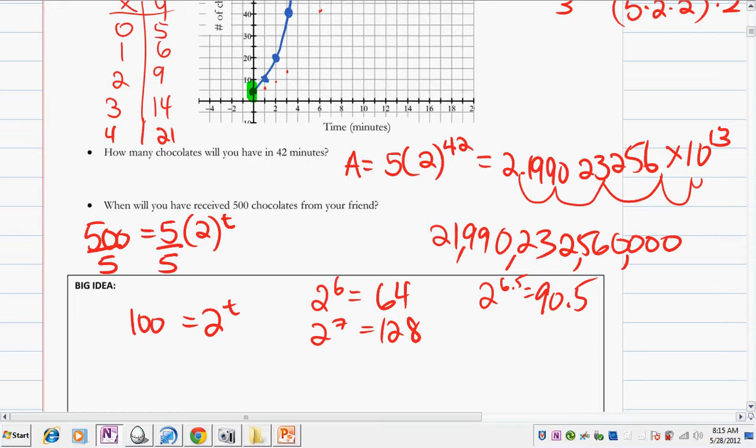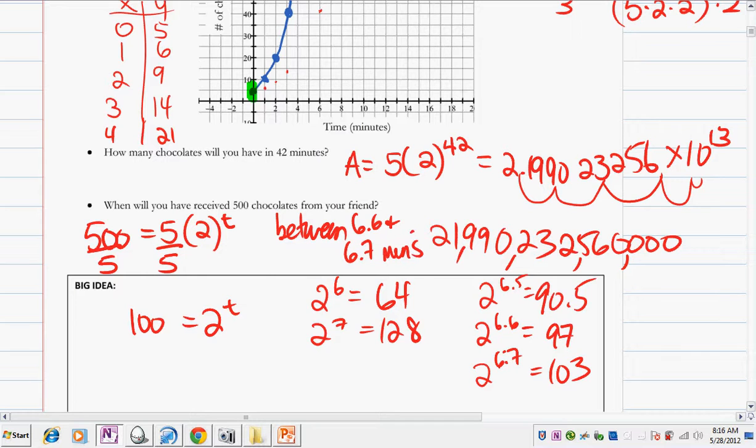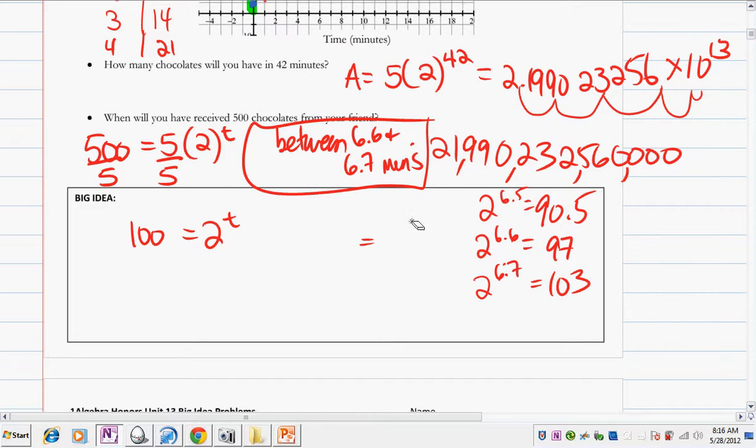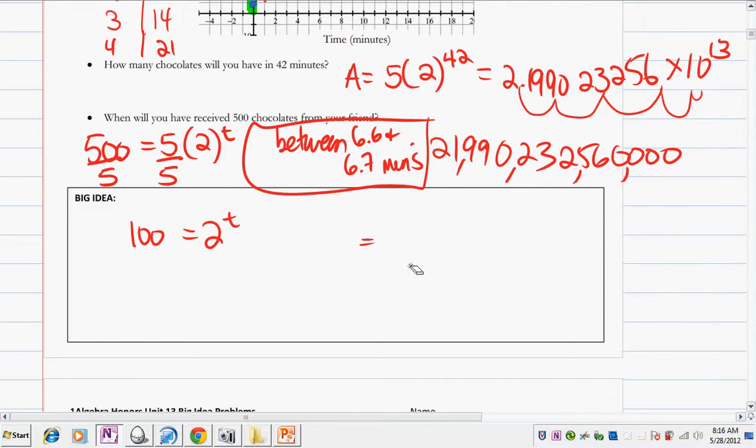2 raised to the 6.6 is 97. 2 raised to the 6.7 is 103, so that's too much, so I know it's between 6.6 and 6.7 minutes. I might stop there and just say between 6.6 and 6.7 minutes. But if you want something more exact, let me introduce this idea that won't come up till Algebra 2, but why not? So here's the idea. It's called logarithms.